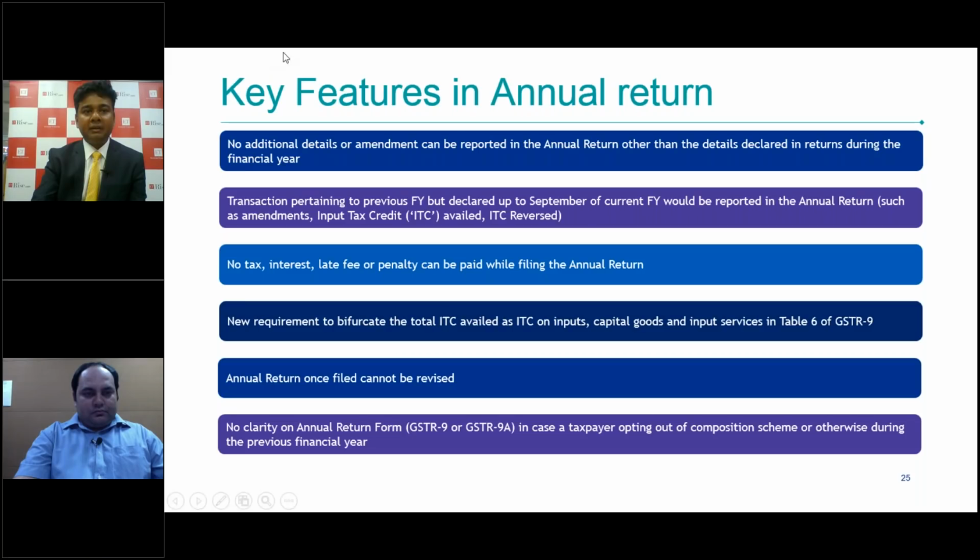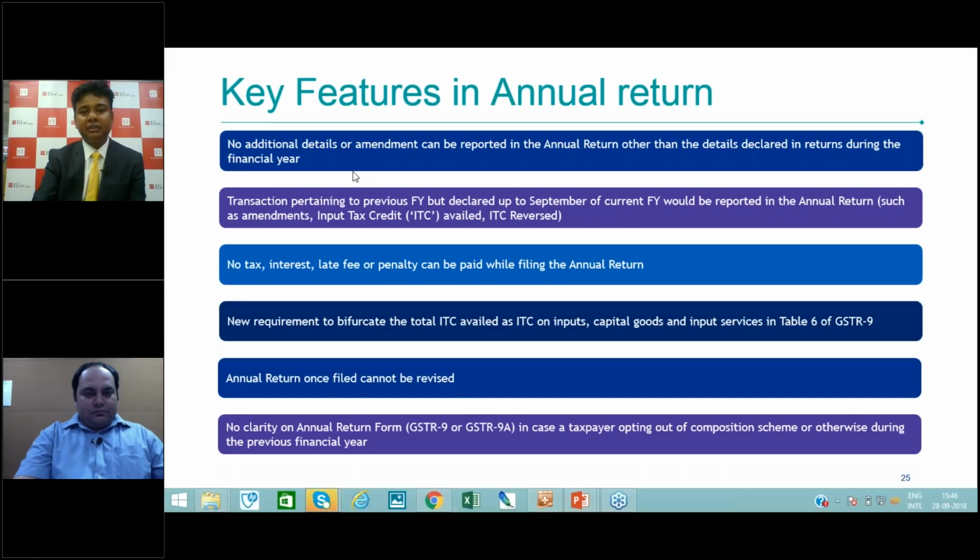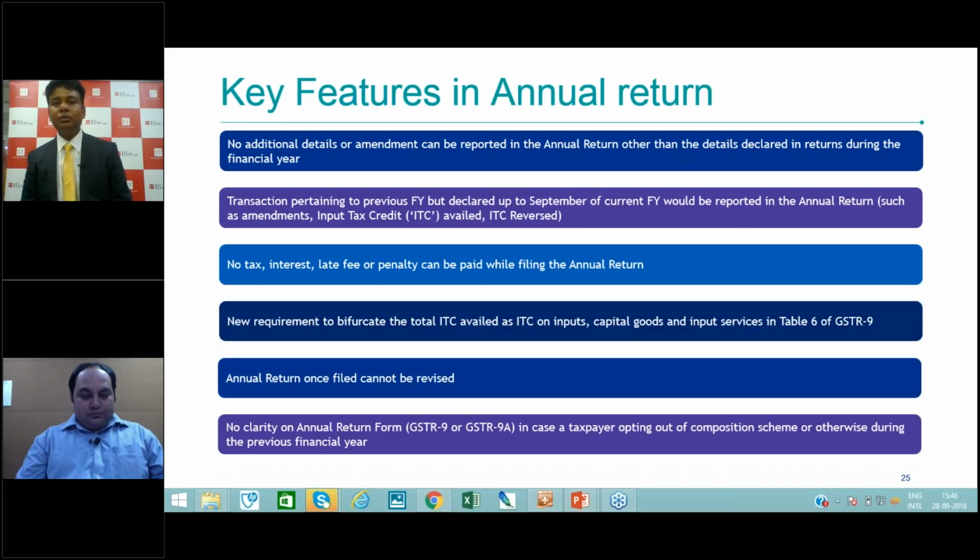Before ending the discussion and explanation, I would just repeat once again what are the key features of the annual return. The key feature of the annual return is that it cannot insert any detail other than what you have already reported in a monthly return. It's critical that whatever transactions you have for the previous financial year need to be reported by the September month. You do not have any further legally available recourse to report it at a later point in time other than 30th September, even in the annual return.